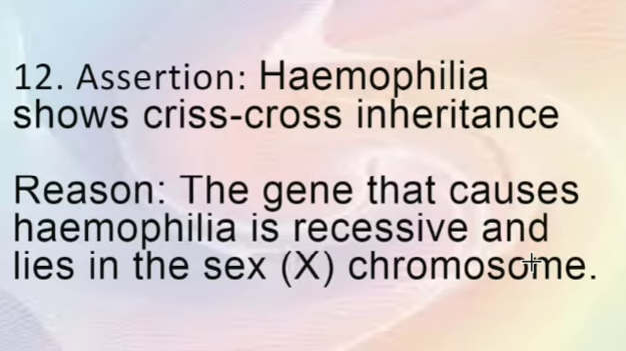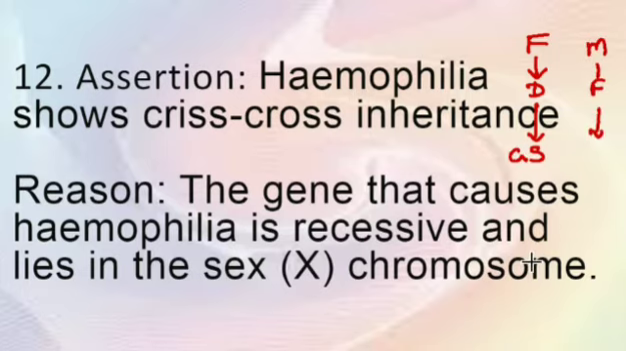Hemophilia shows crisscross inheritance. Listen, hemophilia is an X-linked recessive inheritance. Suppose the father is hemophilic. From the father it goes only to the daughter, not to the son. Why? Because it is X related. The X chromosome is not going to the son, it is going to the daughter only. And from the daughter it may go to the son, that is the grandson. So from a male it goes to a female, and through a female it goes to a male.